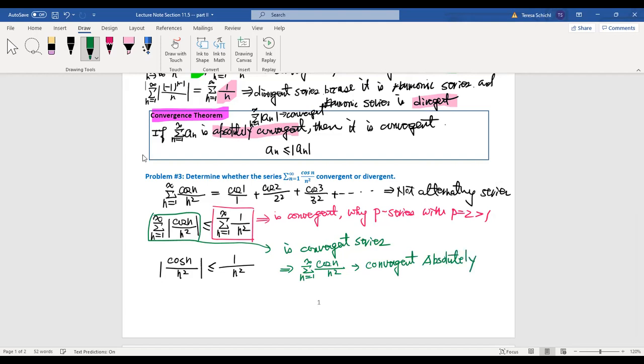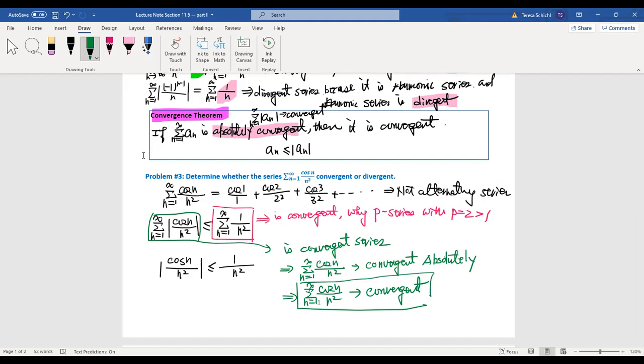Right? Because when you put the absolute value, this is convergent absolutely. Because this is convergent absolutely by the convergence theorem, so I know this series here is convergent. Is it convergent or divergent? It is convergent here. All right? So be very careful, right?